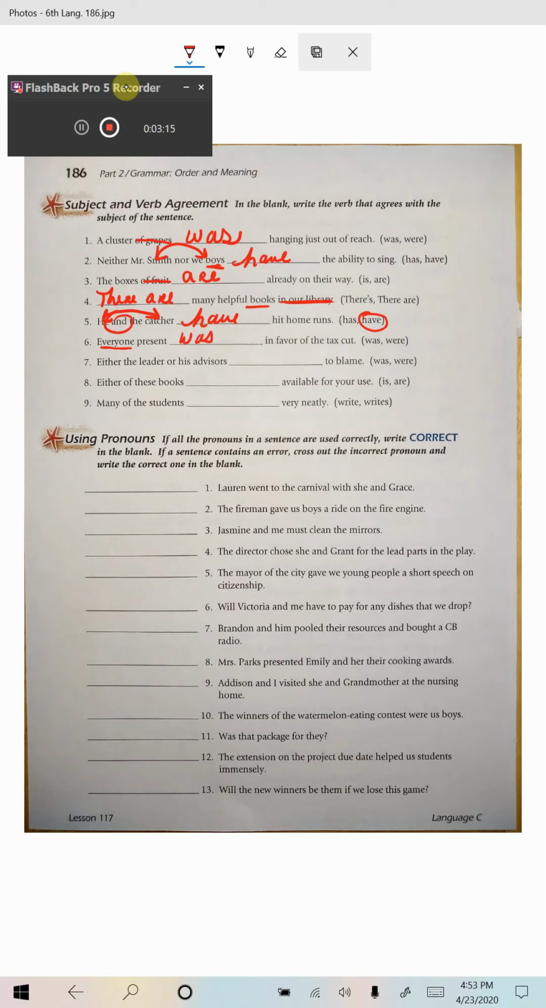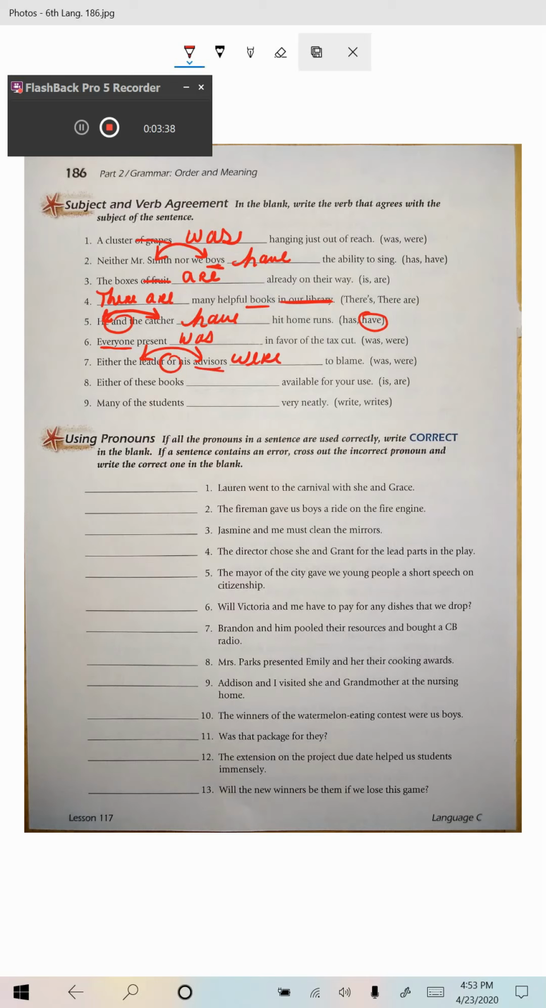Either the leader or his advisors. So we have one or the other here with an or. If we have an either-or, neither-nor thing, look at the second one. The second one will tell you what to do. The second one is plural, so we want the plural verb.